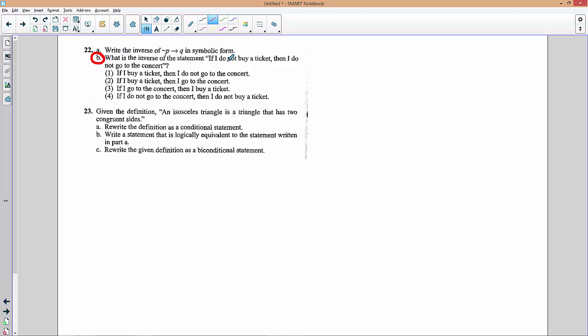What is the inverse of the statement? If I do not buy a ticket. So inverse means I have to say then if I do buy a ticket. That's a not of a do not, right? I do buy a ticket. Whoops, sorry about that. Okay, then I do not go to a concert, so then I do go to a concert. I do go to a concert.